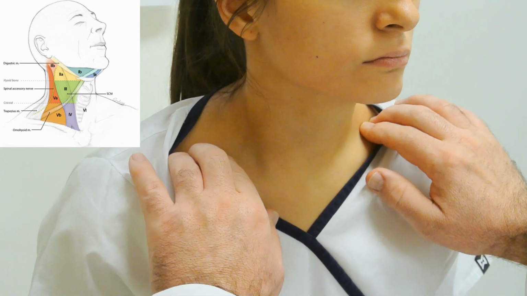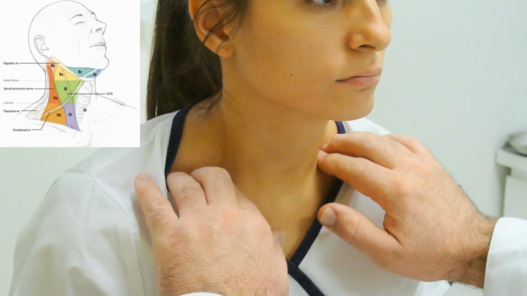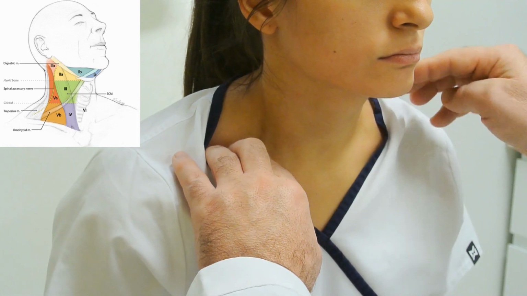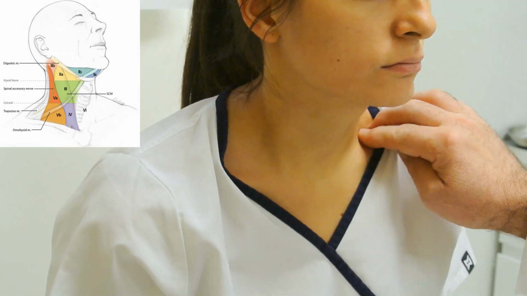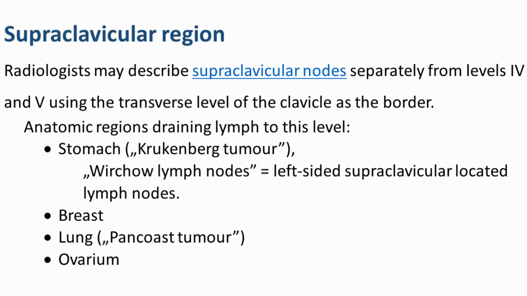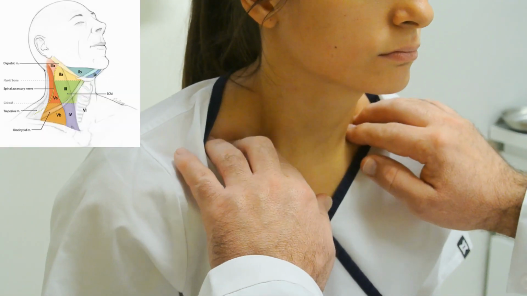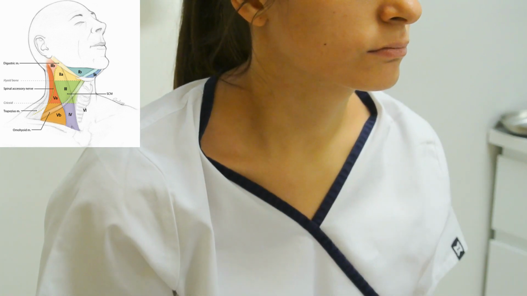Next, we should check the supraclavicular region of the patient. On the left side, if a node is palpable, then it's usually called Virchow's lymph node, usually from a tumor arising from the stomach. A Krukenberg's tumor gives metastasis to the supraclavicular region on the left side, but breast cancer, lung cancer, and ovarian cancers can also give metastatic lymph nodes to the supraclavicular region on either side.